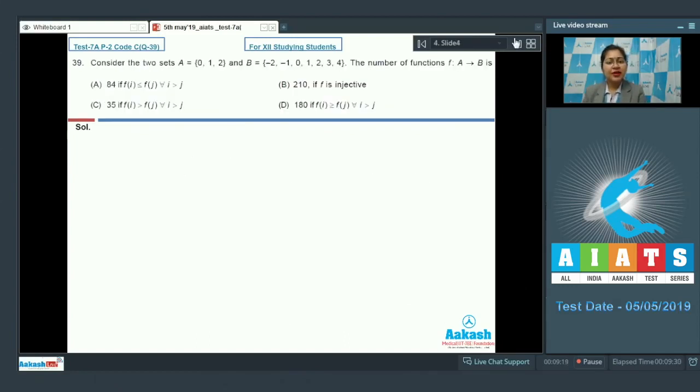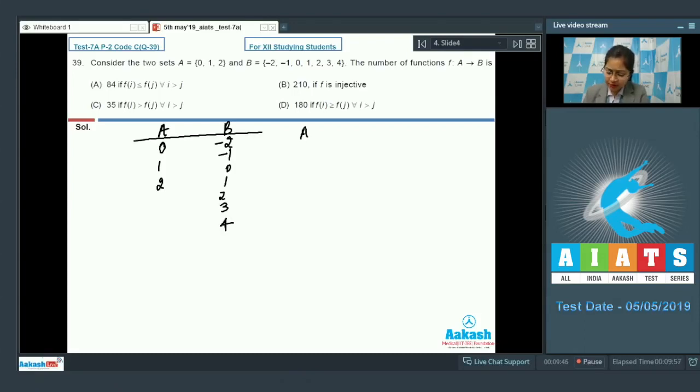Next is question number 39. Here two sets are given, that is A and B. We have to find the number of functions from A to B such that the following conditions are given. A very interesting and good question. So let us solve it. We are given two sets, A = {0, 1, 2} and B = {-2, -1, 0, 1, 2, 3, 4}.